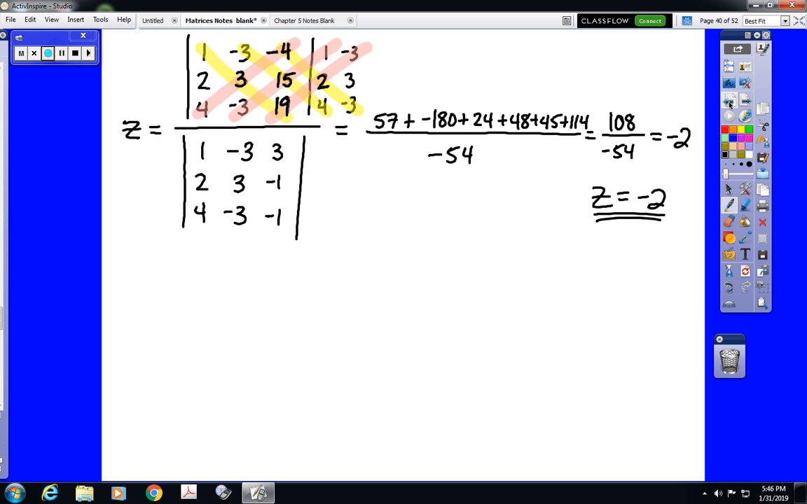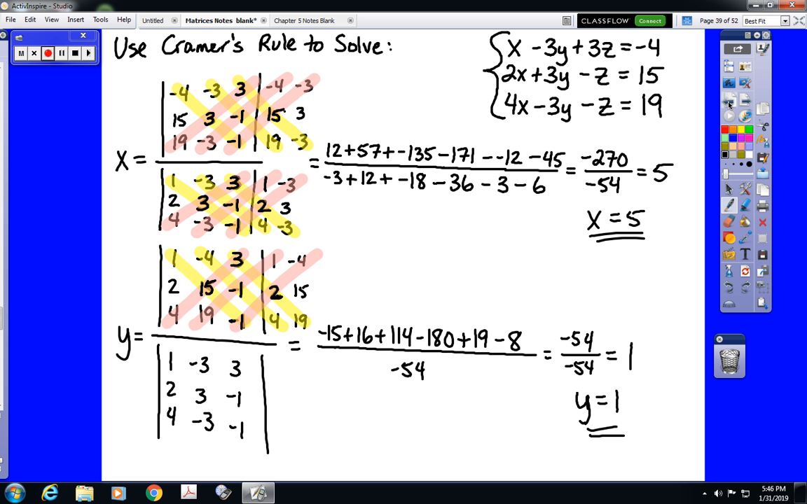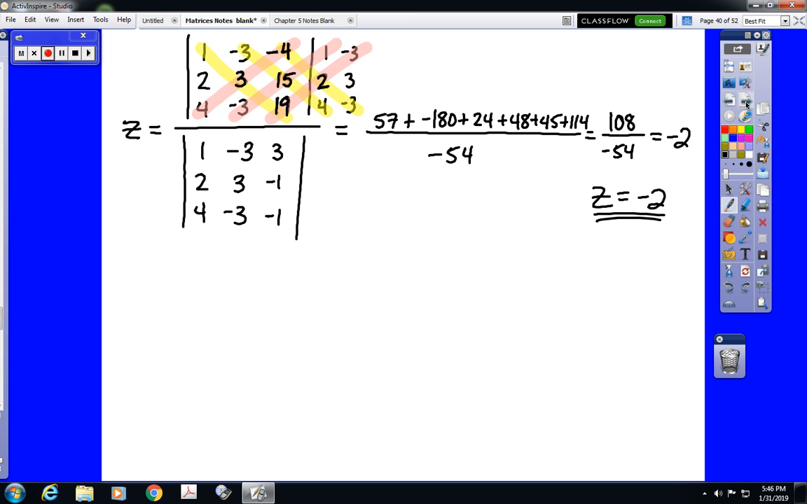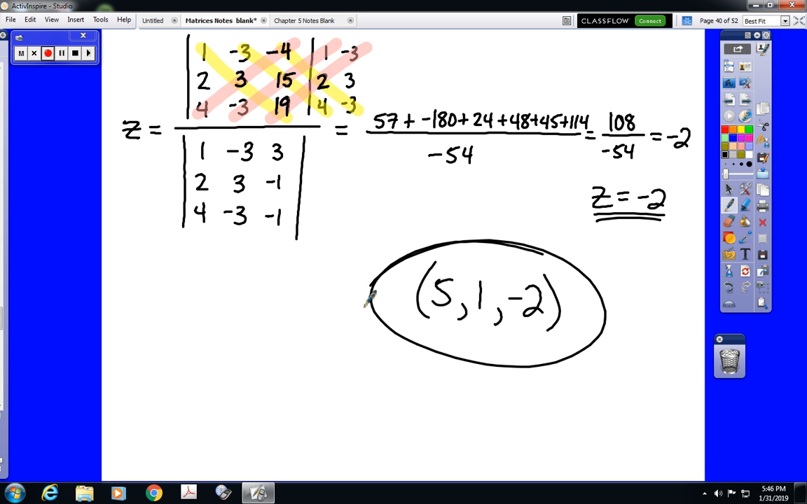Now folks, we now know x, y, and z. So we should be writing our answer as an ordered triple. X is 5, y is 1, z is negative 2. So we should write our answer as 5, 1, negative 2.